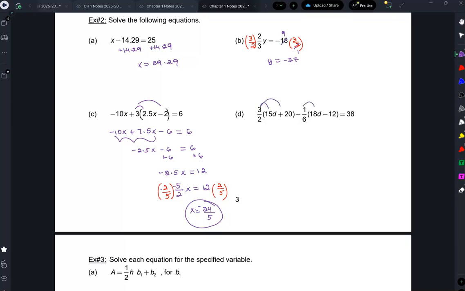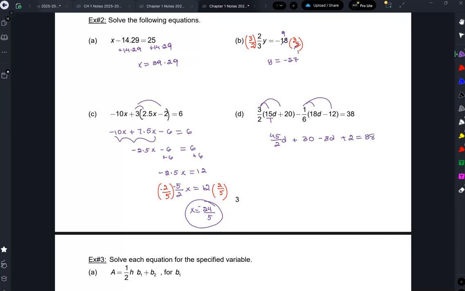Okay, let's distribute this here. So 3 over 2 times 15d, we can put that over 1. That's going to be 45 over 2d plus 30. And then minus 1/6 times 18 is minus 3d. And then plus 2 equals 38.